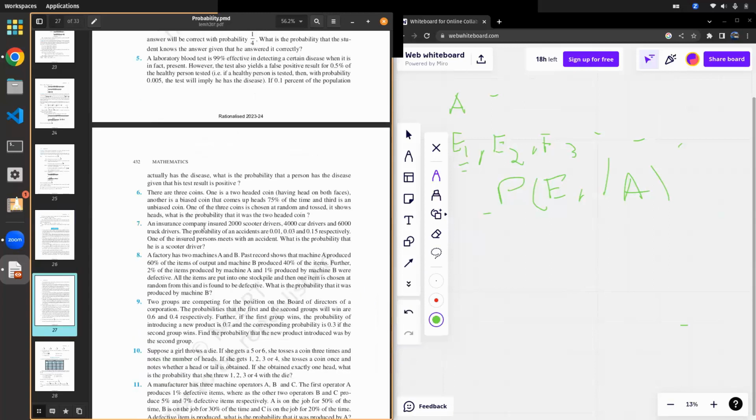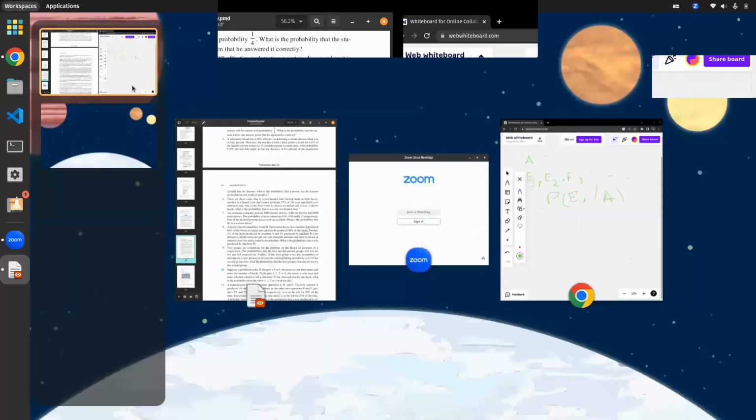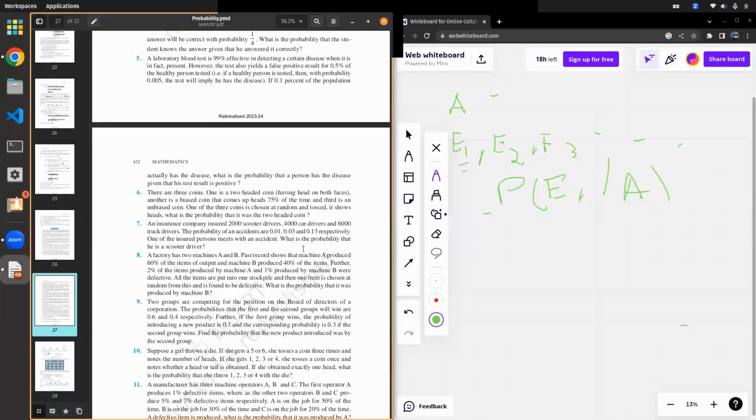So the next question: an insurance company insured 2000 scooter drivers, 4000 car drivers, and 6000 truck drivers. The probability of an accident is 0.01, 0.03, and 0.15 respectively. One of the insured persons meets with an accident. What is the probability that he is a scooter driver?